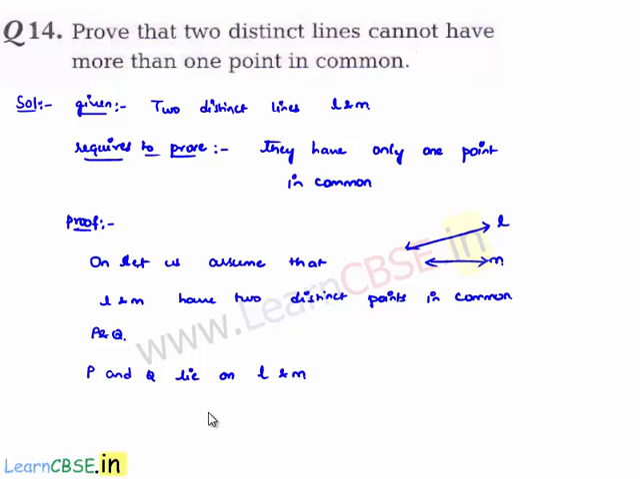Therefore, we can say that there exists only one line, L is equal to M. But we assumed that L and M are two distinct lines. So, our assumption that they have two distinct points in common is wrong.